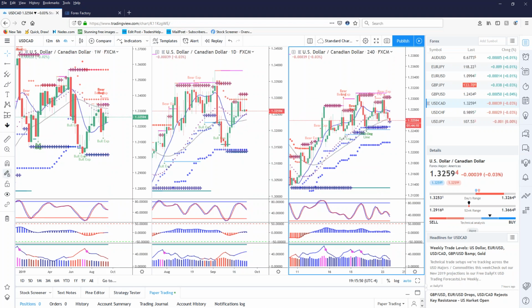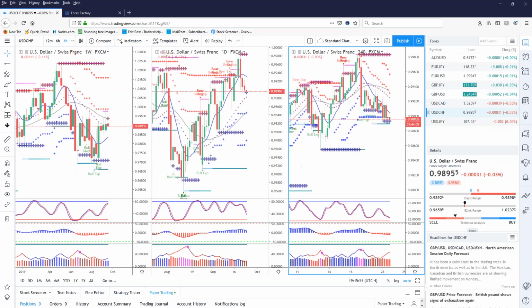Any questions on the USDCAD? Go look at the USD Swiss franc.